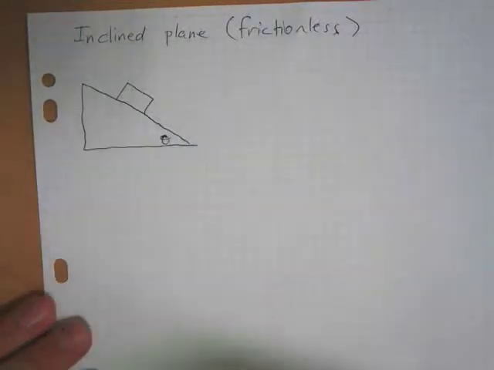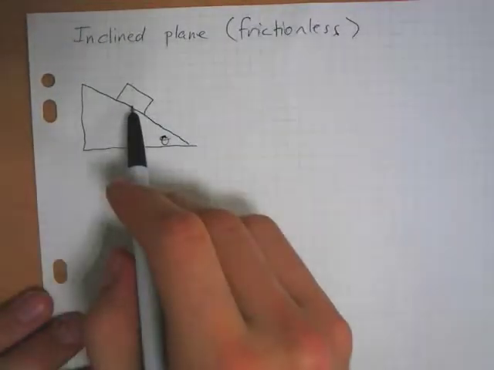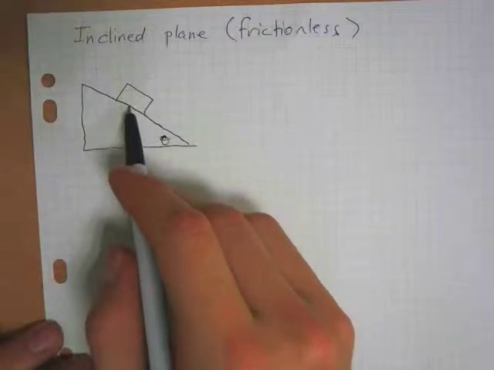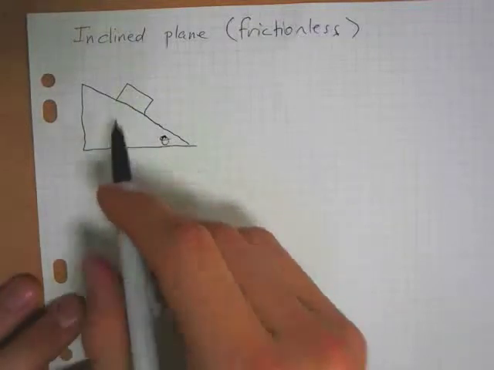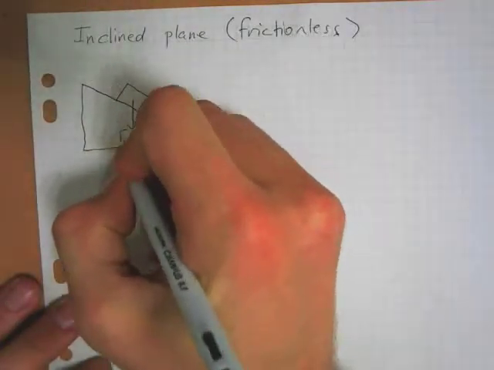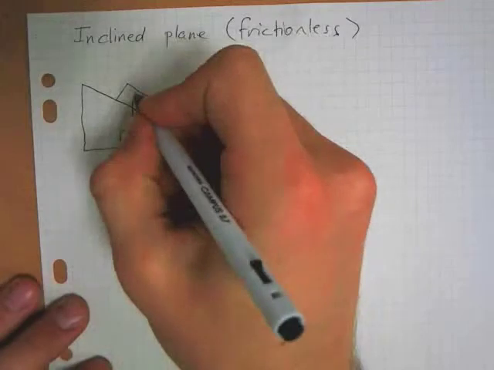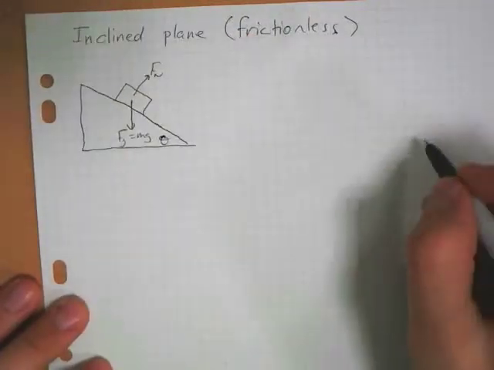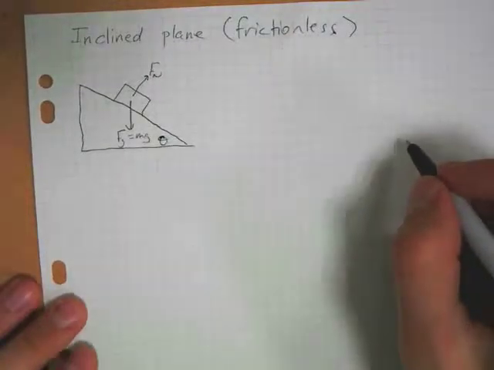The inclined plane is weird because it's at an angle, which means that the normal force is not vertical in this case. It also acts at an angle. So the forces acting on this are just gravity, which of course is mg, and then the normal force that acts at this angle here.